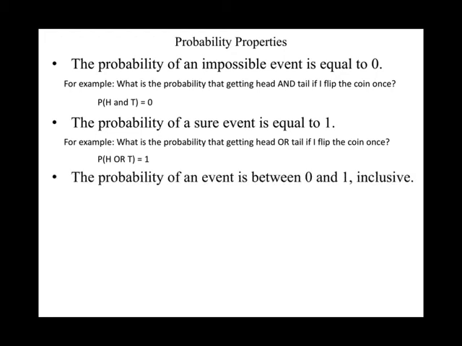And then the probability of an event is between 0 and 1. Make sure you remember that every time they ask for a probability, you have to find the answer between 0 and 1. Between 0 and 1. If you get greater than 1 or less than 0, it means you made a mistake.